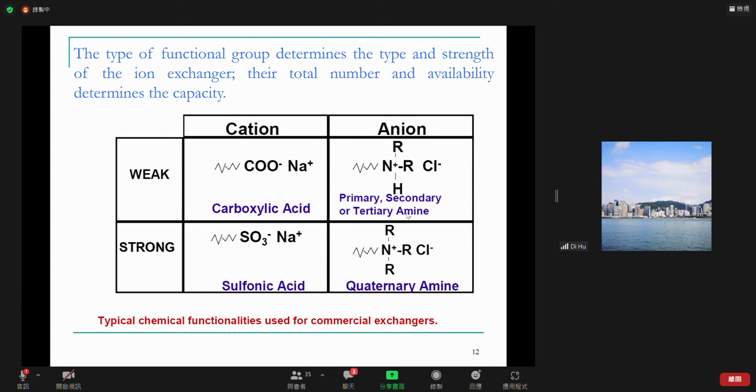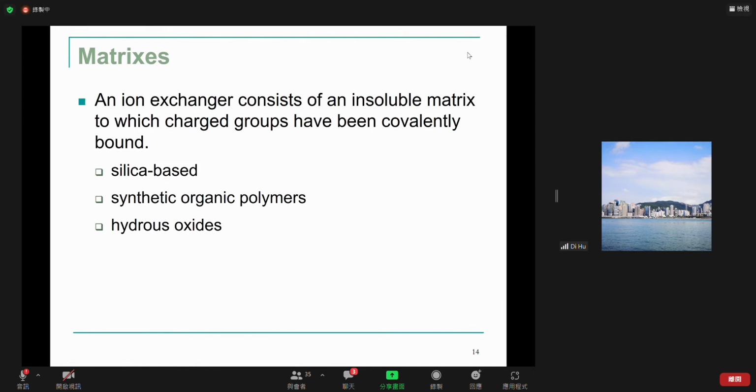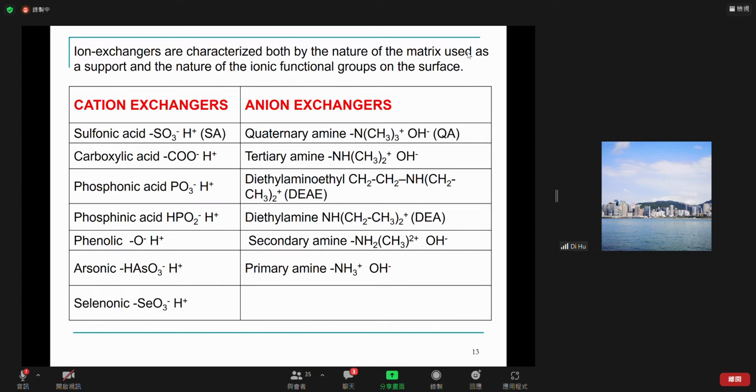So that's what I just showed you guys. And then if we want to look at the details of them, you can see the ion exchangers are characterized both by the nature of the matrix used as support. Later on, very soon, we'll talk about it. The matrix can be a silica-based matrix or a polymer-based matrix. If you have ever heard of ion chromatography, we normally use a matrix called resin. And they are also characterized by the nature of the ionic functional group on the surface.